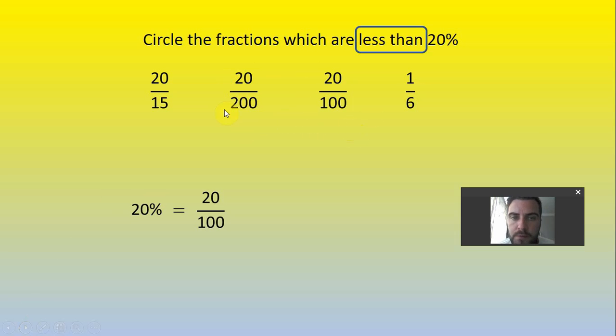22 hundredths, is that going to be a bigger value or smaller value? Then we've got 20 fifteenths and 1/6. So have a think. Okay, let's see. So 20 hundredths, no, because 20 hundredths equals exactly 20%.